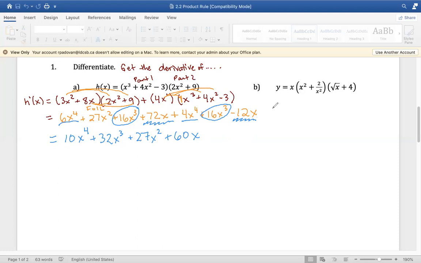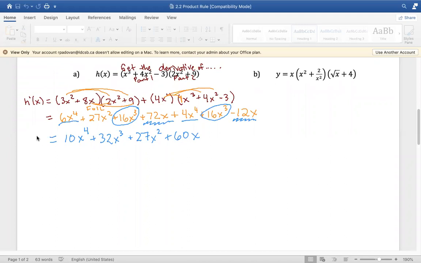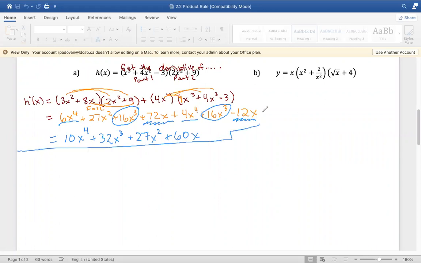The other question here for B is going to be much longer. So I'm actually going to move this up a little bit. I don't know if that's going to help me. We'll see. And just kind of section this off. So that's all that we have for A. Okay. For B, let's use a different color.